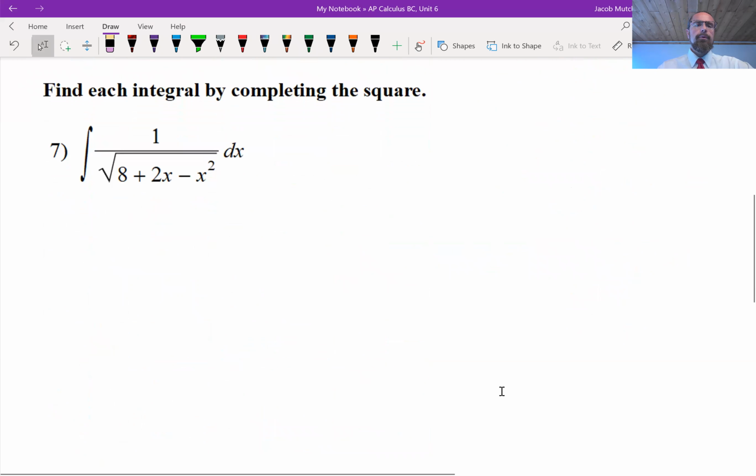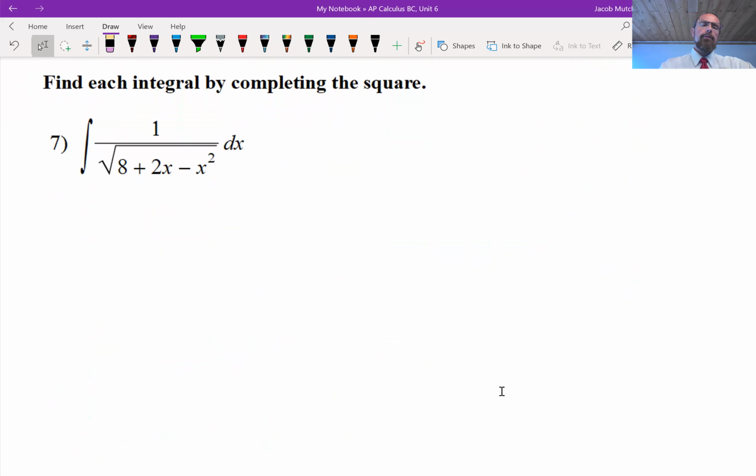Our second example is this one that involves a radical in the denominator. So this is the integration of 1 over the square root of 8 plus 2x minus x squared dx. Again, I want to start off by taking the quadratic that in this case is within the radical and completing the square for that. So I'm going to bring it to the side and I'm going to put the quadratic term first. So negative x squared plus 2x plus 8.